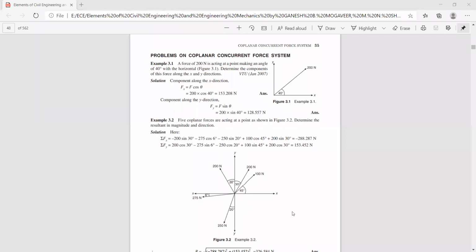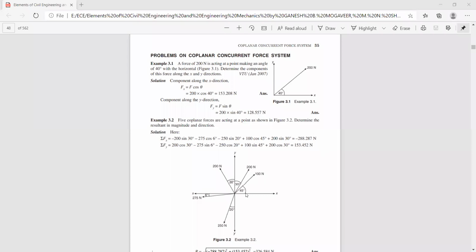So now we have resolved all the four forces one by one. That is 100 cos 45, 200 sine 30, minus 200 sine 30, minus 275 cos 6 degree, minus 250 sine 20. So these are the values. So sigma F of x works out to be minus 288.28 Newton.